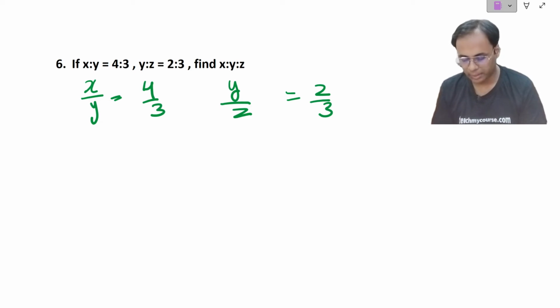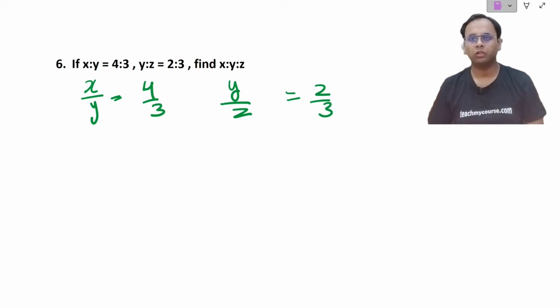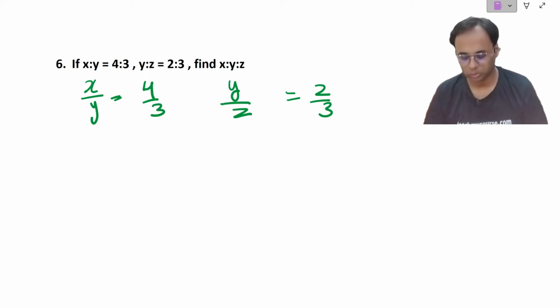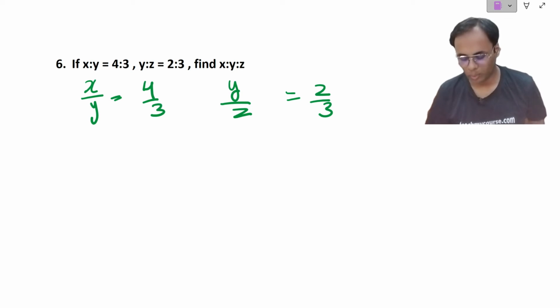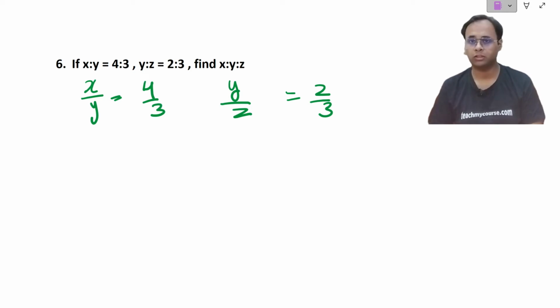So in order to compare x, y and z, we are given two ratios or two fractions, which is x upon y is equal to 4 by 3 and y upon z equal to 2 by 3. If you see both of these fractions, the only common thing is y. Y is common in both of them. But we cannot directly compare x, y and z in this, because the fraction pertaining to y is different in both these cases. So we have to equate y in both the cases.